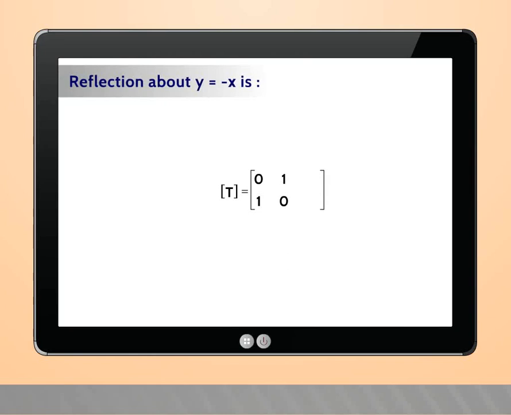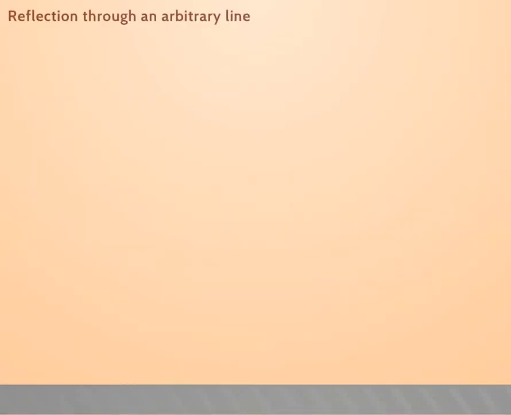Reflection about y is equal to minus x is T is equal to 0 minus 1 minus 1 0. Reflection through an arbitrary line.